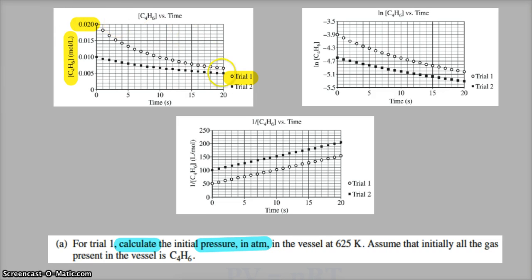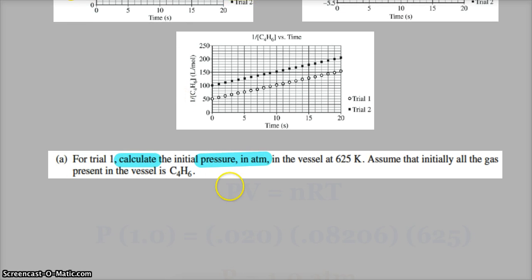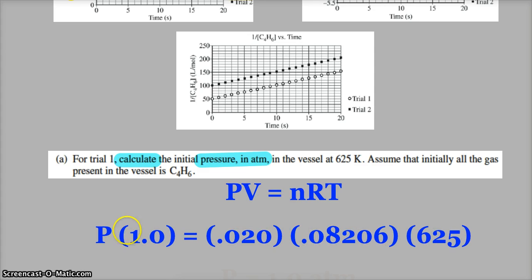So I look at my trial 1, again, just concentration versus time. Trial 1, I start with 0.02 moles per liter. So what you do right now to make your life easier, you assume that that's 0.02 moles, and you've got 1 liter from your vessel. And now you've got moles, you've got 1 liter, you've got a temperature, PV = nRT. So I'm looking for the pressure. I'm calling it a 1 liter vessel with 0.02 moles in it.